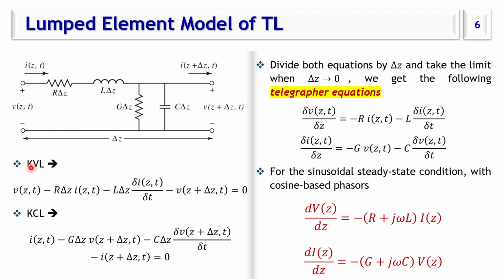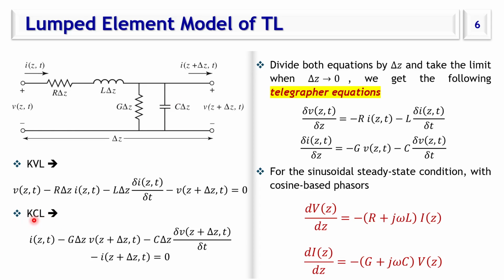The first thing to do the analysis, we apply Kirchhoff's voltage law. We write the equation. We write Kirchhoff's current law. We write the equation. So the voltage here at the input, or the start of this segment, equals the voltage at this terminal plus some drop along those elements. Or we can say the sum of the voltages across the closed loop equals 0. So V of z minus the drop on R minus the drop on L minus the voltage here equals 0.